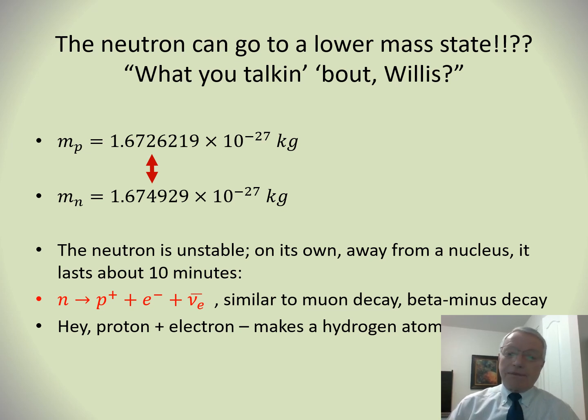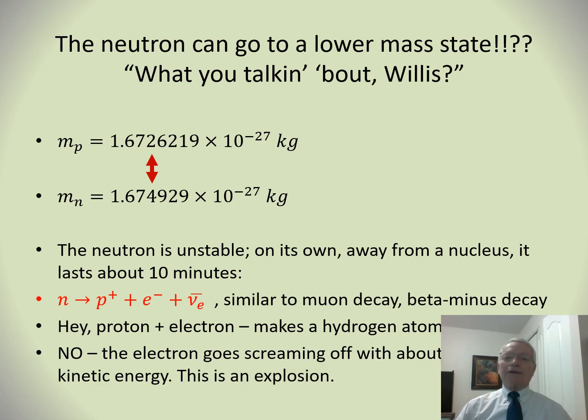So you'd think maybe, hey, look at that on the right side of the equation. You got a proton and an electron. They ought to be able to get together and make a hydrogen atom, right? Well, no. There's a lot of energy released in this decay, about 1 million electron volts, and it's mostly picked up by the electron. So the electron goes screaming off, with about 1 MeV of kinetic energy. And so this doesn't make hydrogen. This is an explosion, and the pieces go all over the place.